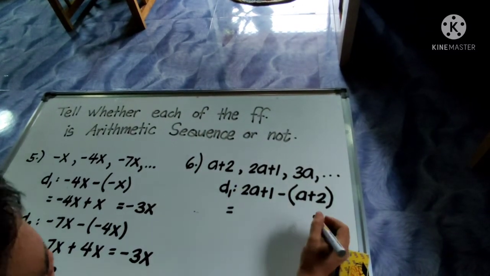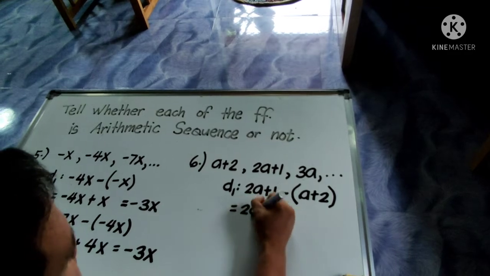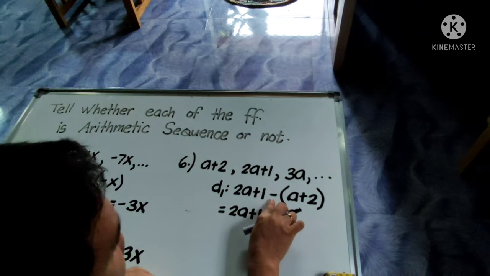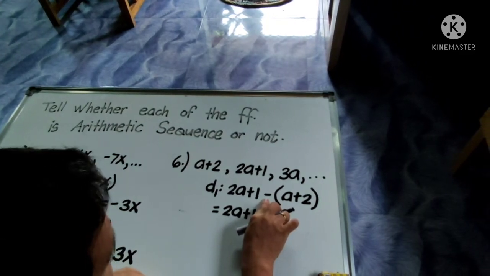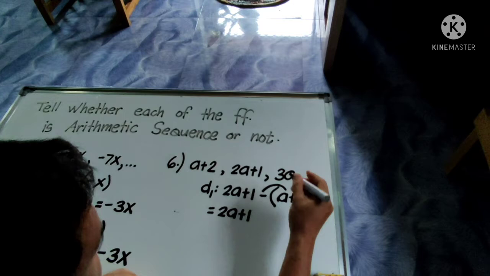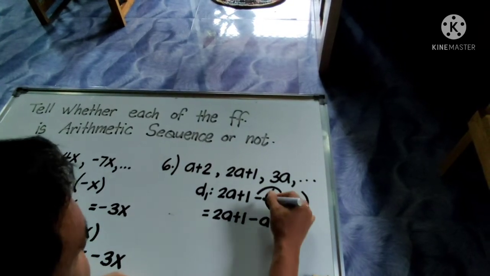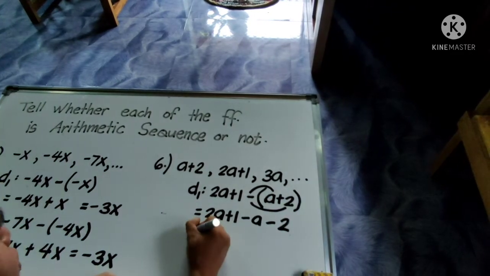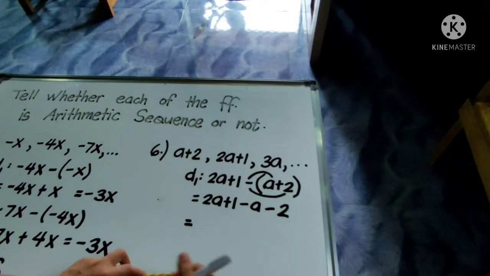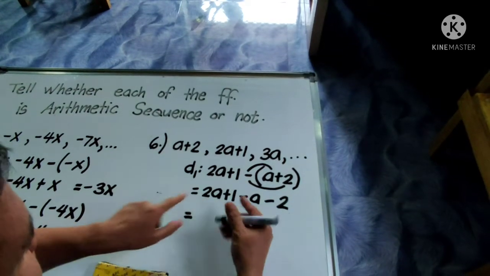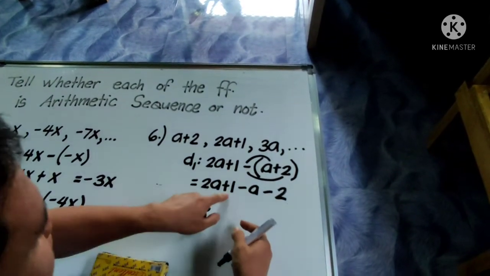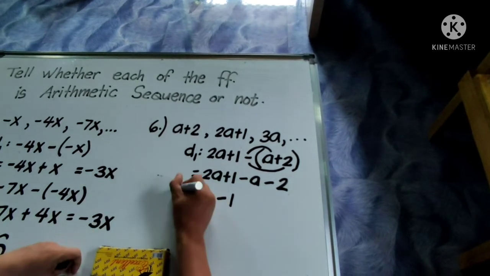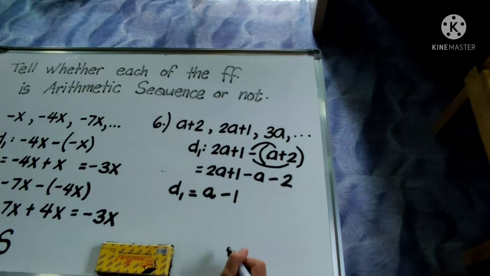If you're going to continue this, it will become 2a plus 1. And since it is a binomial, the negative sign will be multiplied to each term of the binomial. Negative times a is negative a. Negative times 2 is negative 2. So combine like terms. 2a minus a is a. 1 minus 2 is negative 1. So that is our first difference.